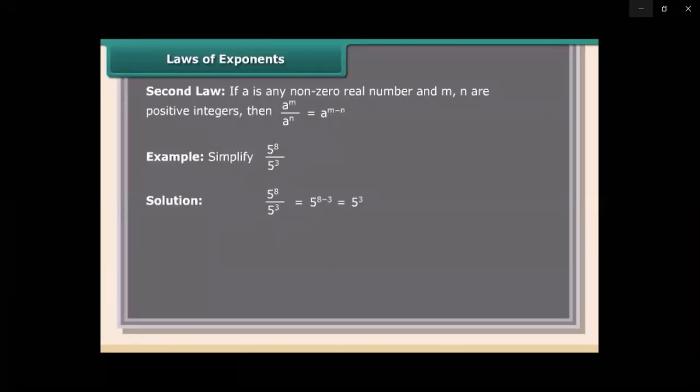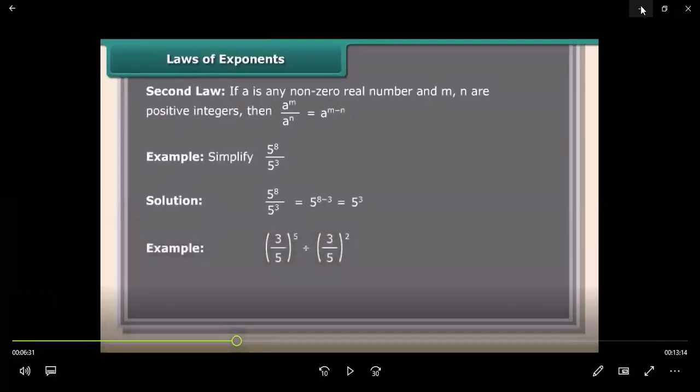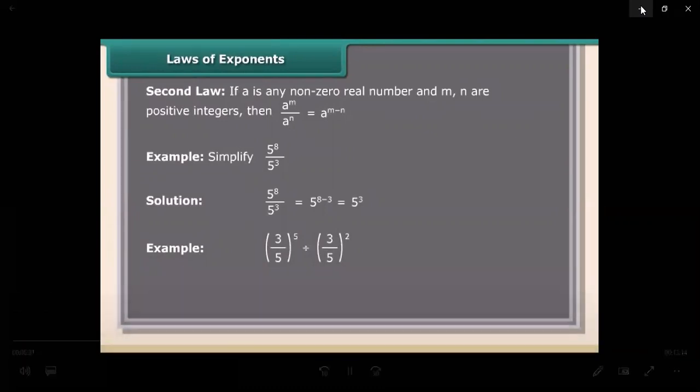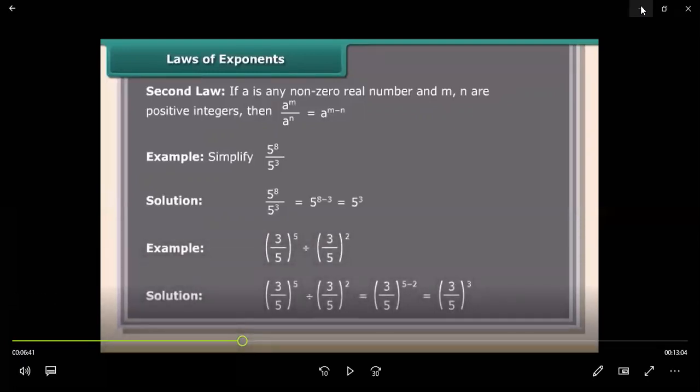125. So in this way, we can easily apply the second law for any two exponential numbers which are written in numerator and denominator form. Similarly, the second example: if you check, the bases are fractions, but both bases are the same. So we can clearly apply the second law. In that case, we can write it as 3 by 5 raised to the power 5 minus 2. So our solution will be 3 by 5 raised to the power 3, that is 3 cube by 5 cube, or we can write 3 by 5 whole cube.